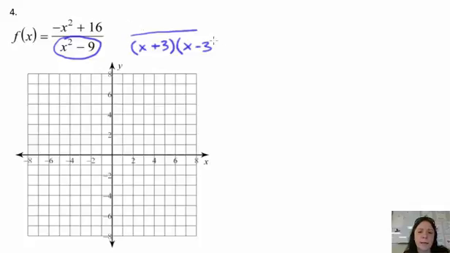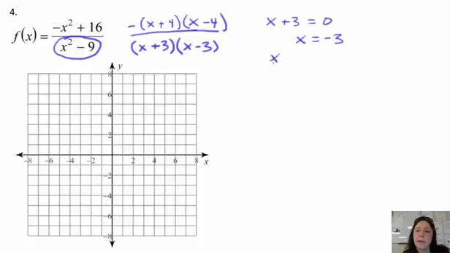I'm also going to go ahead and factor the top so that we have that for later. I'm going to factor out the -1 so I can do the difference of squares as the x term minus the constant term. And that's going to give me x plus 4, x minus 4. So now I have those all nicely factored, and I can go back to the important point of finding my vertical asymptotes. x plus 3 equals 0 gives me x equals -3. x minus 3 equals 0 gives me x equals 3. So I'm going to go ahead and sketch these in.